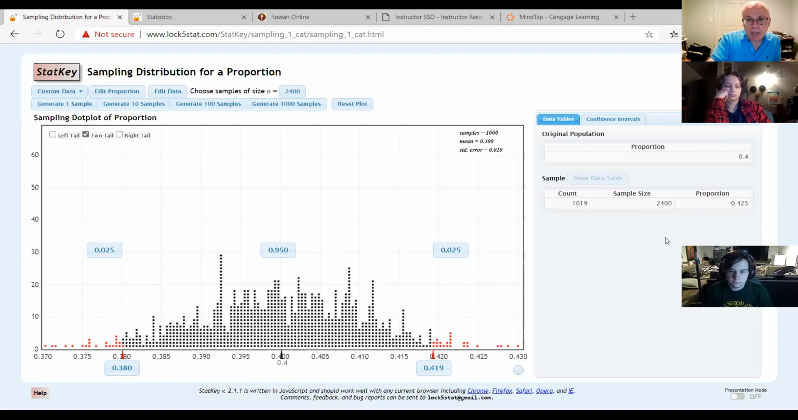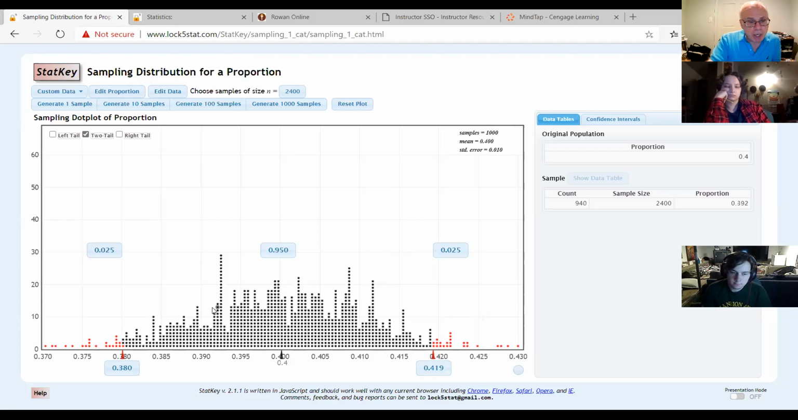And what's really cool about StatKey is that you can point to any of these dots. I'll point to this one right here. And on the right here, it gives you the sample count. It gives you the proportion for that sample. For that particular dot, the count of the number of people out of 2,400 who, I guess, said yes for candidate A, whatever it was for, I forget, was 987 of those 2,400, and that's 0.411.